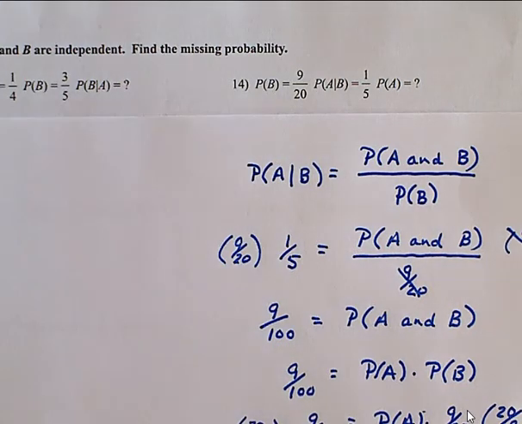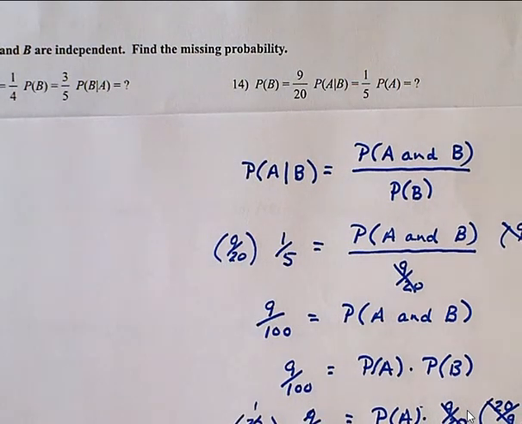So the 9's cancel out. Actually, these fractions cancel out. So we're left with the probability of A is 20 goes into 105 times. So all that's left is 1/5. Okay.